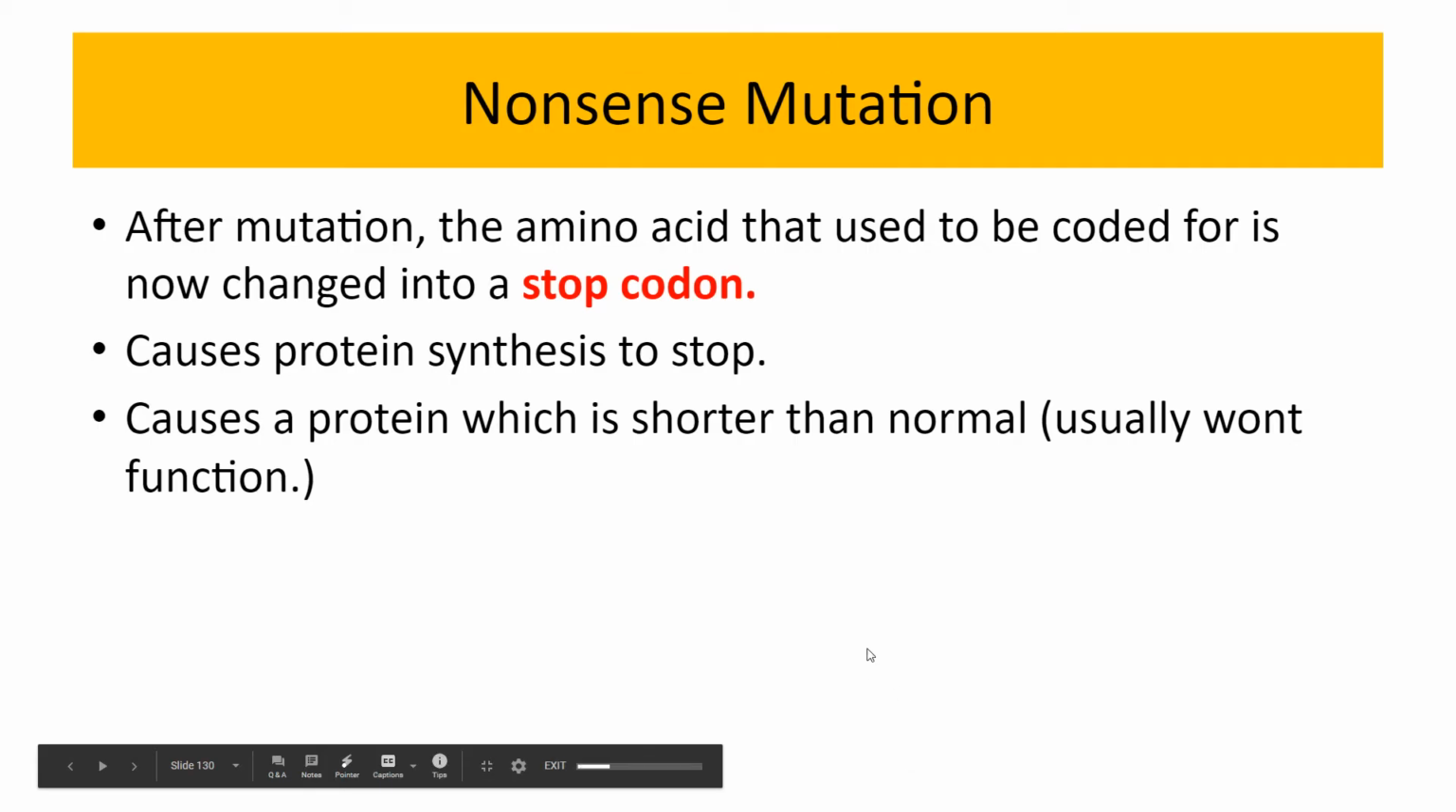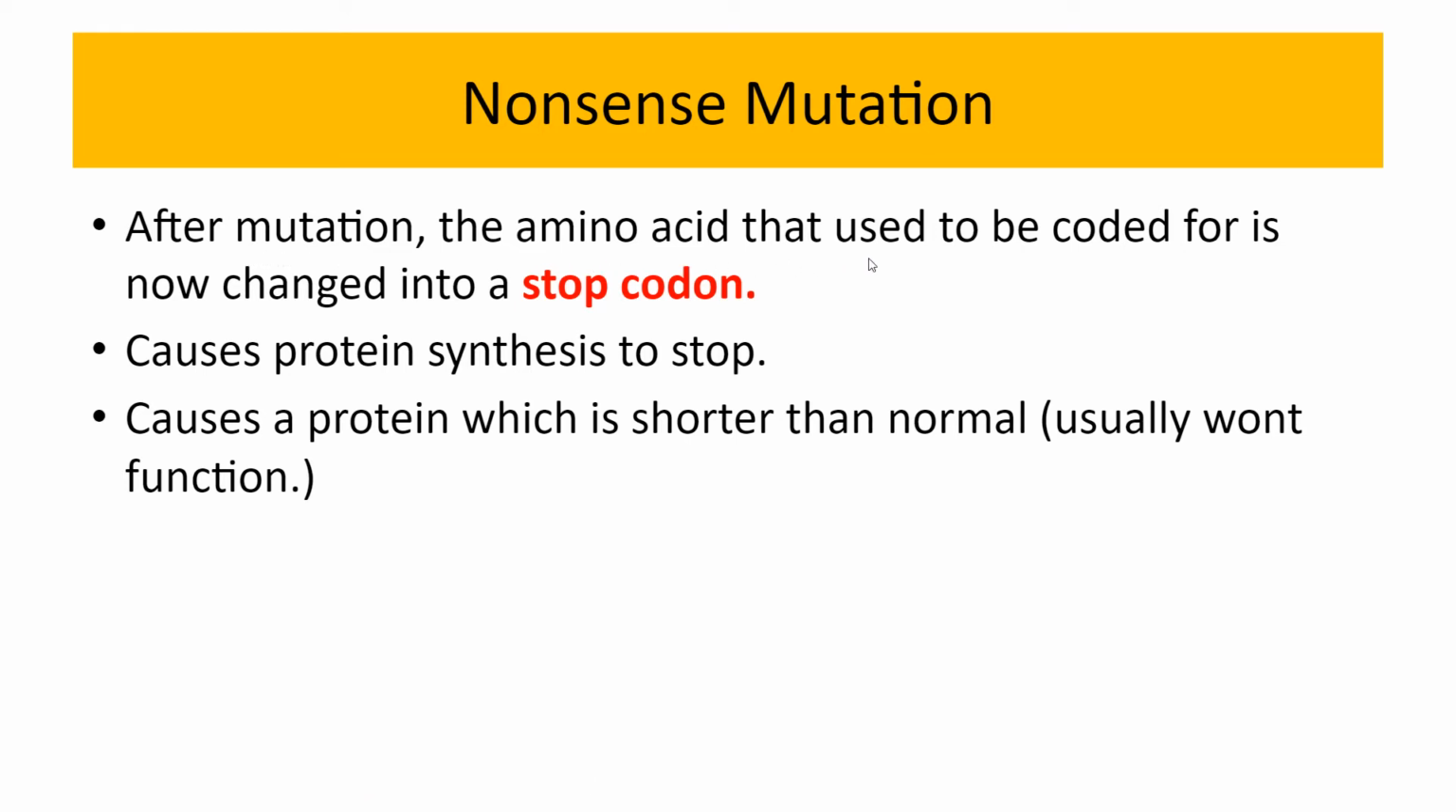So the second type of substitution mutation is a nonsense mutation. Now, as it says, after the mutation has occurred, the amino acid that used to be coded for is now changed into a stop codon. So remember when we looked at protein synthesis, you might remember that stop codons are a triplet of bases, like any codon, but what they do is they stop a protein being synthesized. So they stop it being produced. So wherever they are, they will stop that process.